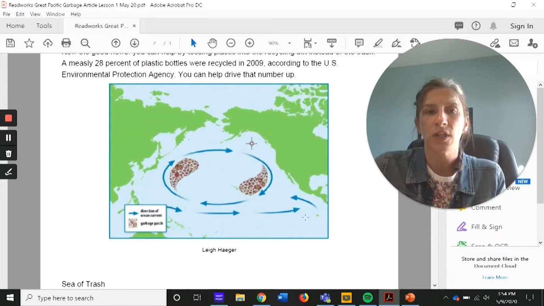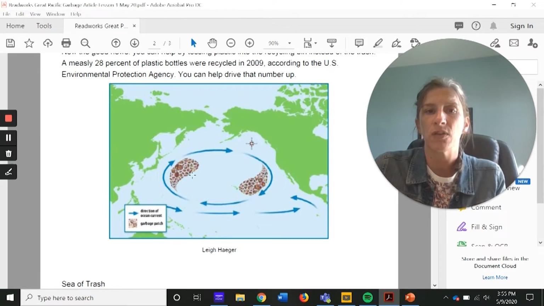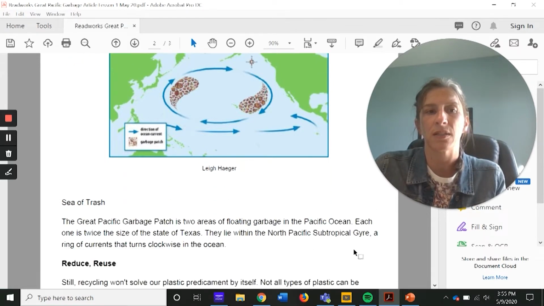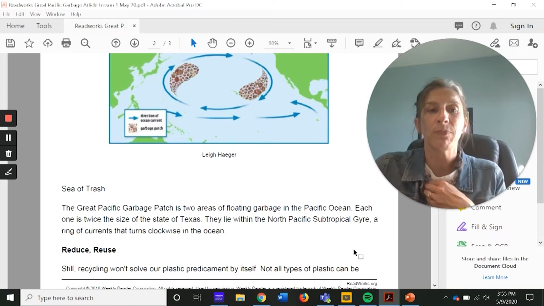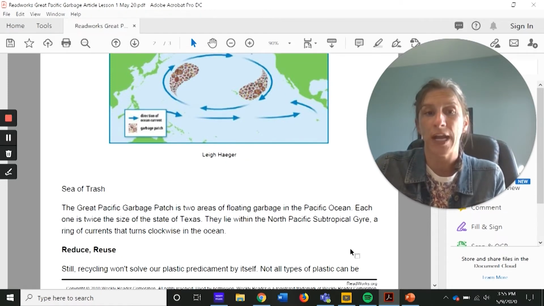And then here again is our diagram. We have the 2 different parts. Remember, each of these is twice the size of Texas. Sea of trash. The Great Pacific Garbage Patch is 2 areas of floating garbage in the Pacific Ocean. Each one is twice the size of the state of Texas. They lie within the North Pacific subtropical gyre, a ring of currents that turns clockwise in the ocean.